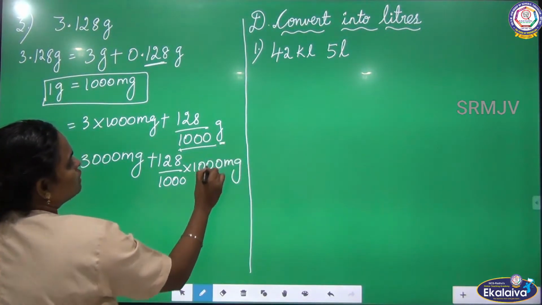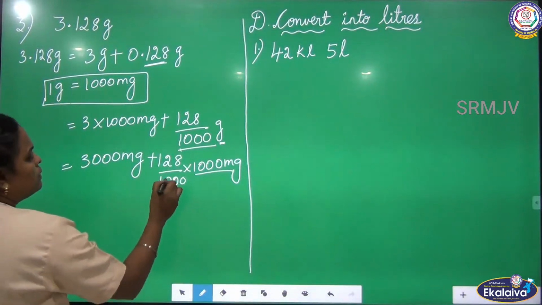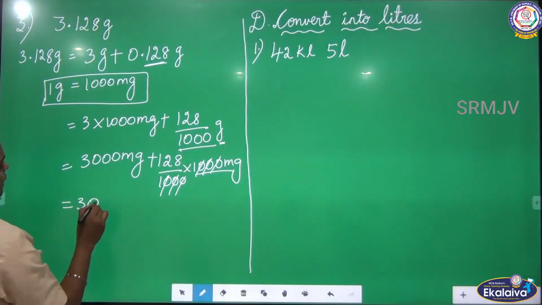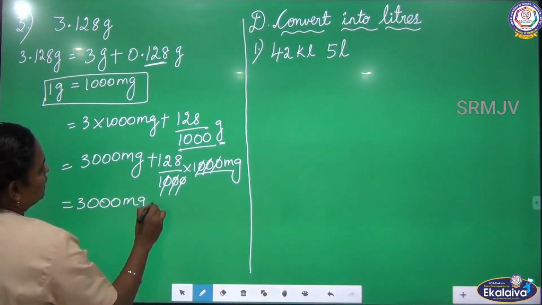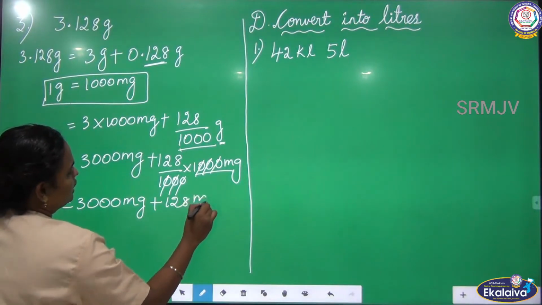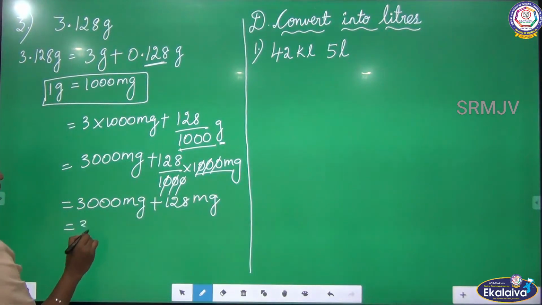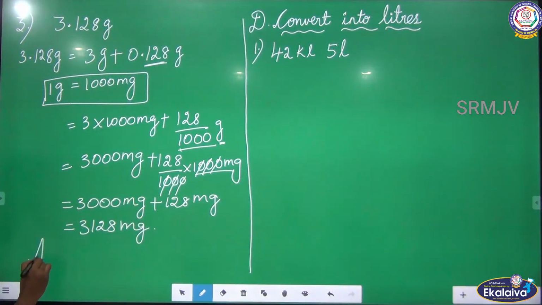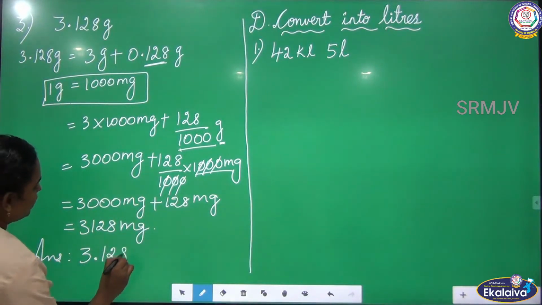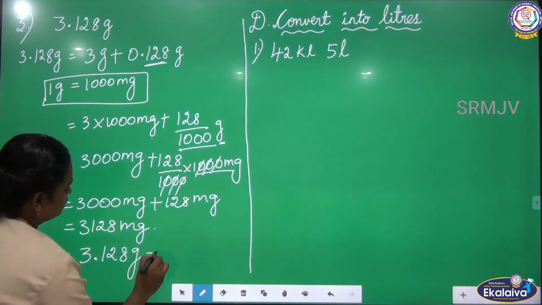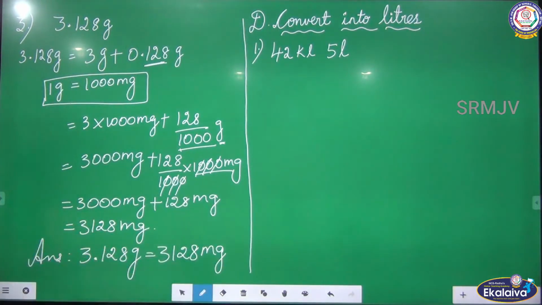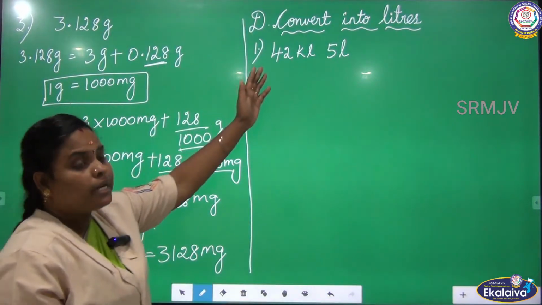So, 1 gram equal to 1000 milligram. So, we can cancel these 3 zeros. So, 3000 milligram plus 128 milligram. So, 3000 plus 128, 3128 milligram. So, tell me the answer. 3.128 gram equal to 3128 milligram.